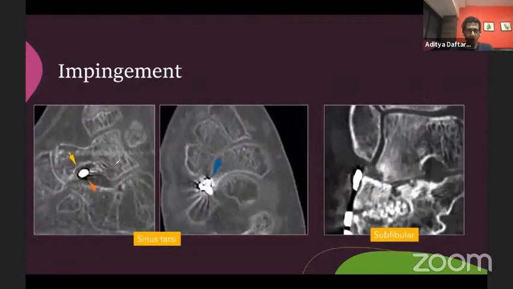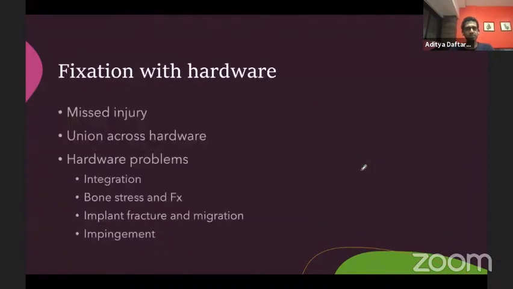Sometimes hardware goes into odd locations, and there it can impinge. So here's a little screw that's going into the sinus tarsi. Here's a screw head that's impinging against the navicular. And here's a little plate that's coming up here and creating an element of subfibular impingement.